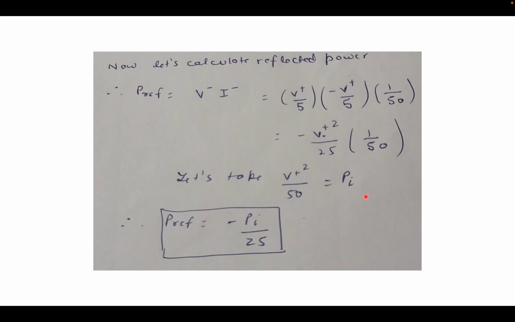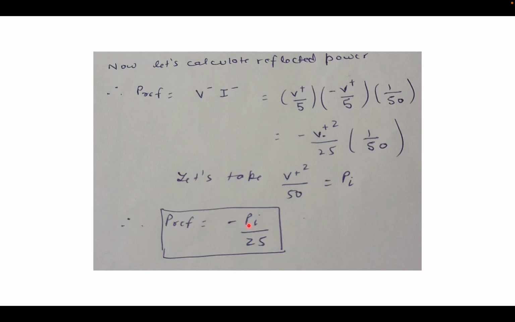And if the incident voltage is V plus, what will be the incident power? The incident power you can take as V square by R. So you can say P i is V plus square upon 50, because the impedance is 50 ohm, and then from here you can put the value of V plus square by 50 as P i. So the reflected power is nothing but 1 by 25 times the incident power.